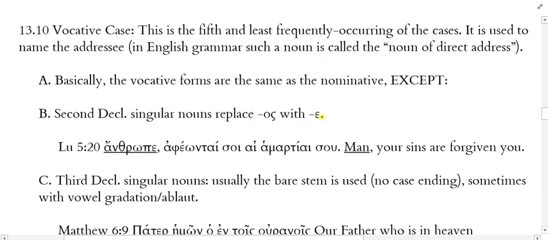In 13.10, we are introduced to a new case. It is the fifth of the cases and the least frequently occurring of the cases. This is called the vocative case.